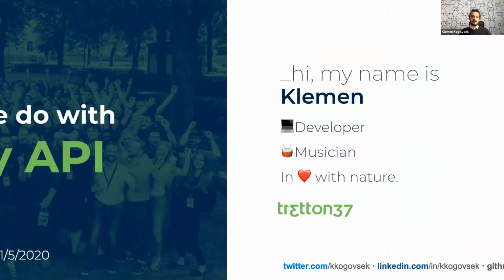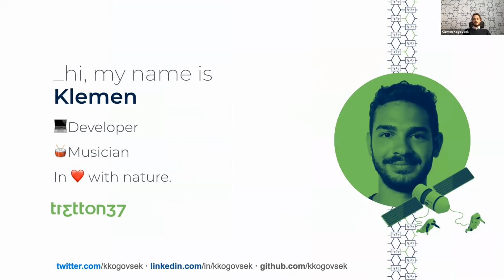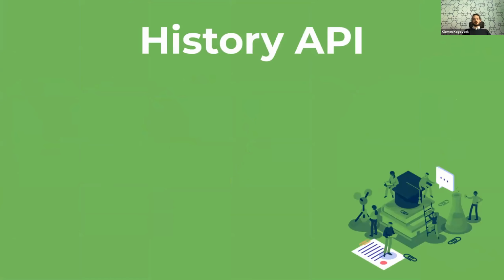My name is Clement, and I'm a software engineer at Pratt & Whitney. I'm a drummer and in love with nature.